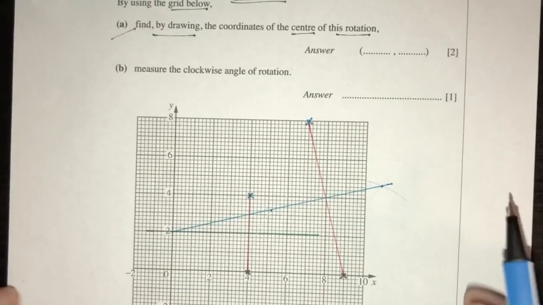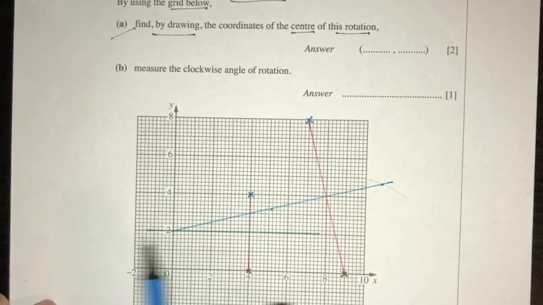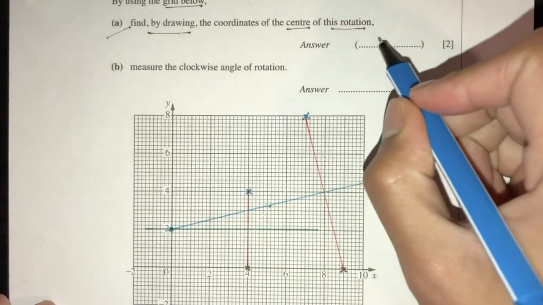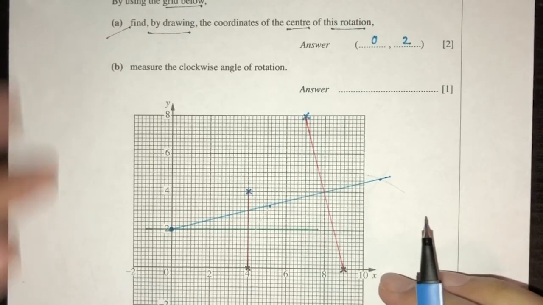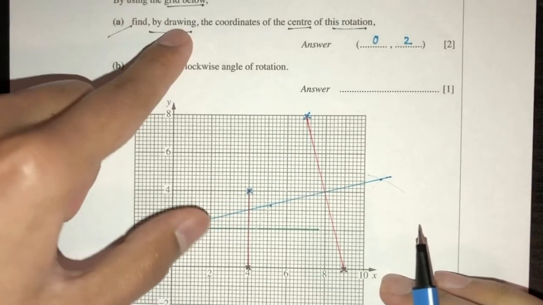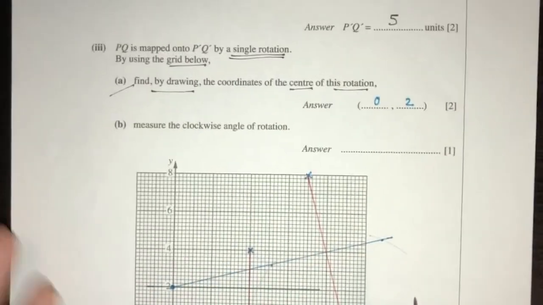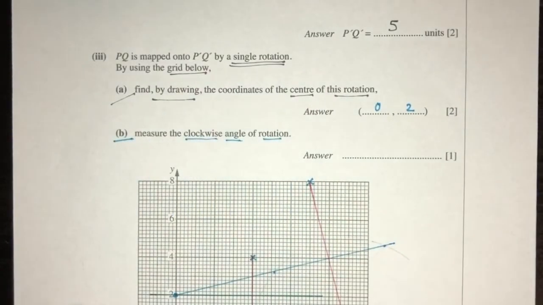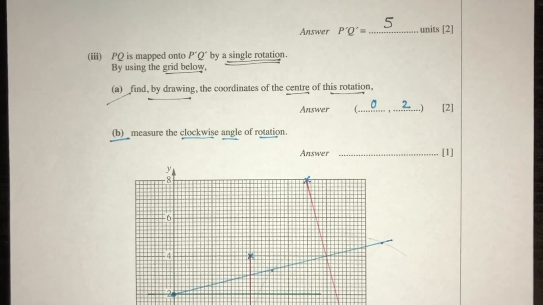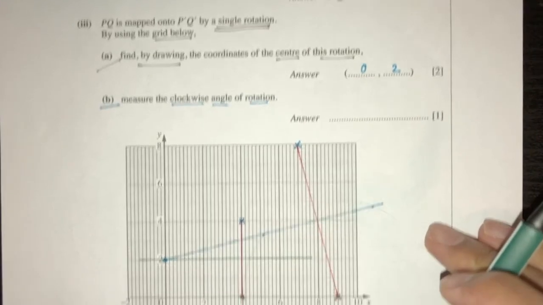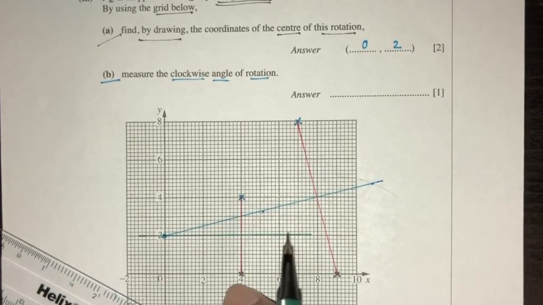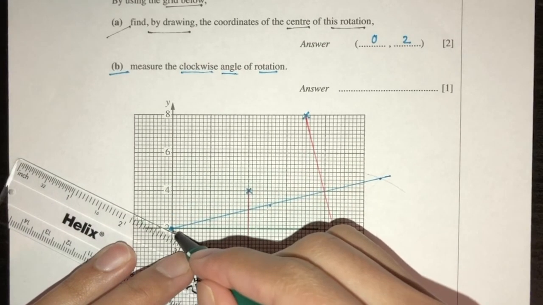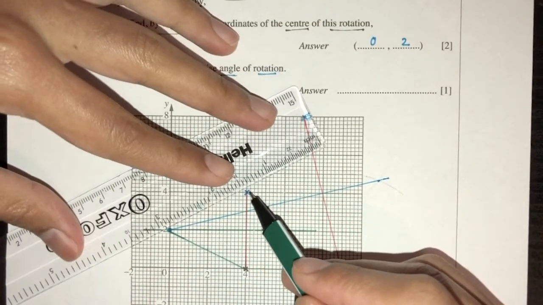So at the point when the blue line meets with the green line, that will be your center of rotation. This is 0, 2, will be your center of rotation. That is, by drawing, you found this center. Now for part B, you have to measure the clockwise angle of rotation. So how do you measure the angle? So first you have to know what is the angle of rotation. So this is the object connecting to this one, and this was the image, okay?